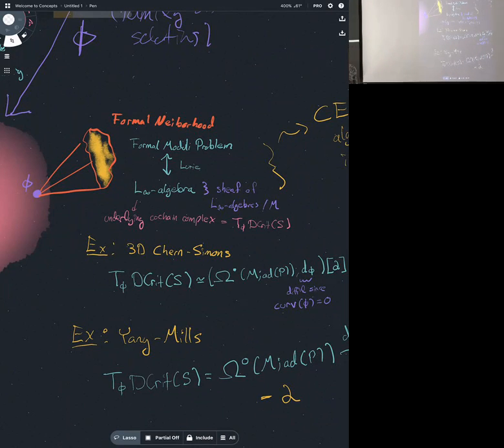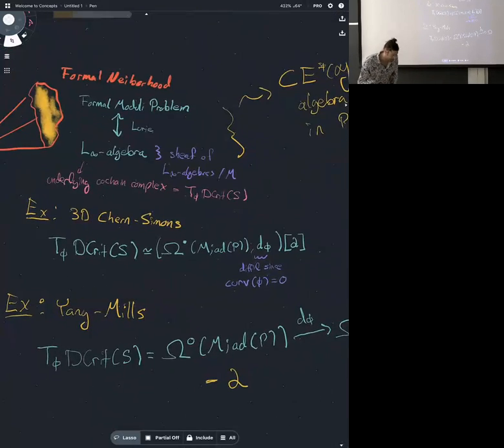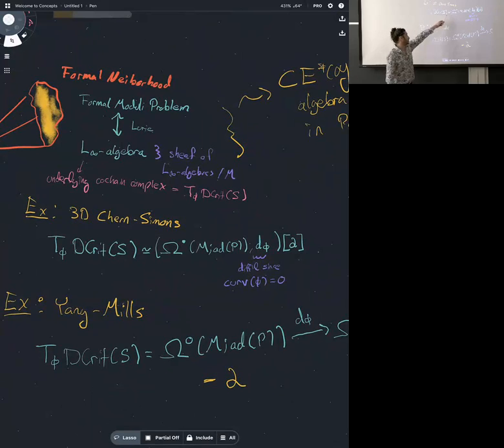This is usually done for derived schemes, finite dimensional, but it turned out to work here. I proved that all the stuff you need to make it work works. And you can calculate the tangent spaces in physically meaningful examples. Like if you do 3D Chern-Simons, you calculate the tangent complex, you get differential forms with values in the adjoint bundle. And the differential is just the covariant derivative operator, which squares to 0 because the curvature is 0.